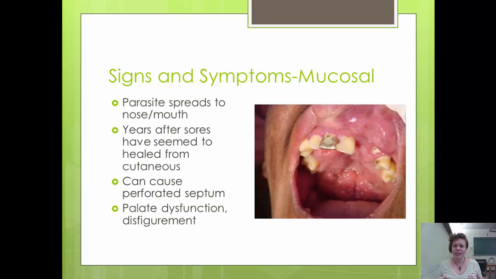If it infects the nose, and it's not properly treated, then it can end up causing a perforated septum, and if you get it into your mouth, it can cause palate dysfunction, disfigurement, and even trouble speaking and swallowing. Here you can see someone who has the mucosal form in their mouth, and you can see the lesions at the back of the throat.